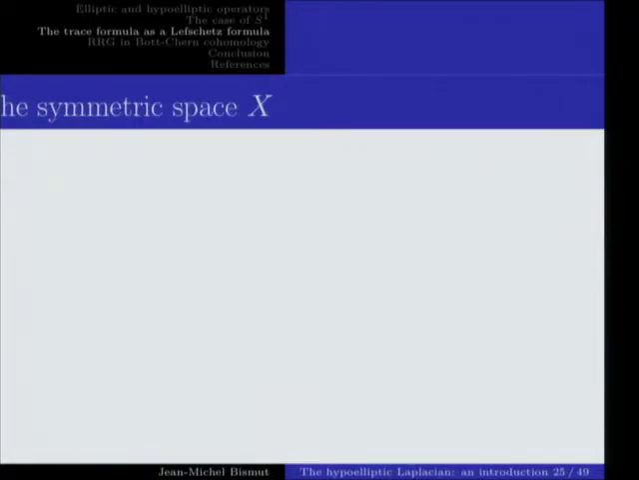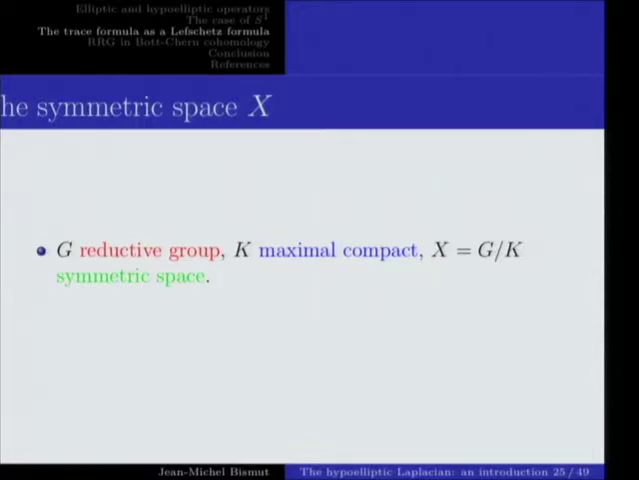So let me now explain how to do this in the case of locally symmetric spaces. I take G to be a reductive group, like SL2R, K a maximal compact, and X equal G over K, the symmetric space. I will also use the Cartan splitting of the Lie algebra, G script equals P plus K. The Lie algebra carries an invariant bilinear form, which is positive on the P part and negative on the K part.